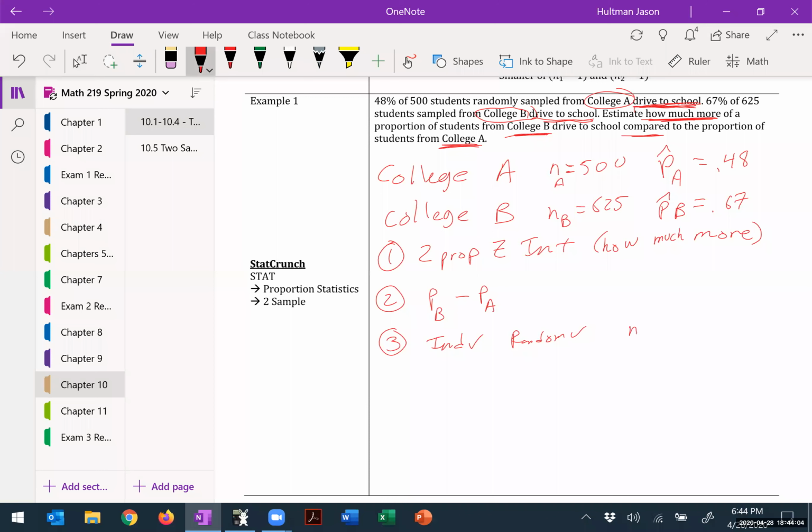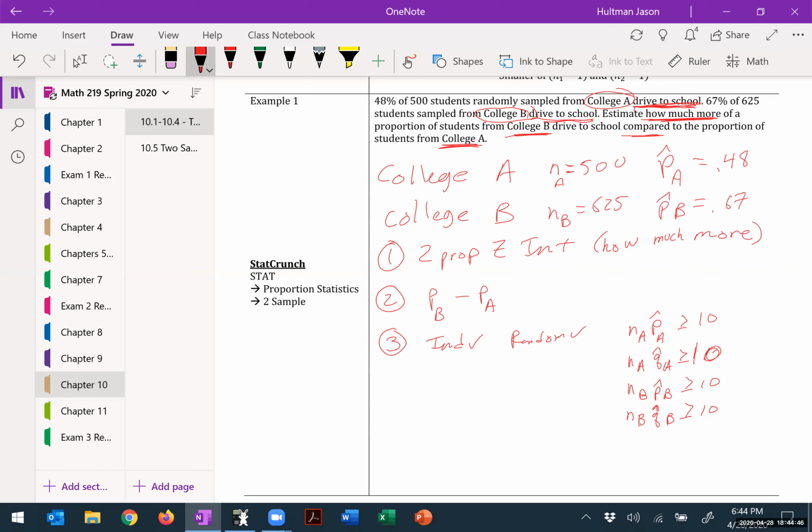Is NA times P hat A greater than or equal to 10? I should say P hat A, because we don't have P, we just have P hat. Okay, is NA times Q hat A greater than or equal to 10? Okay, is NB times P hat B greater than or equal to 10? And is NB times Q hat B greater than or equal to 10?